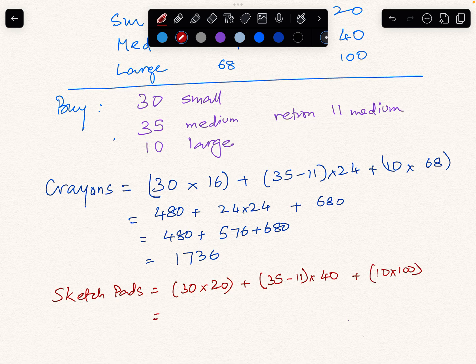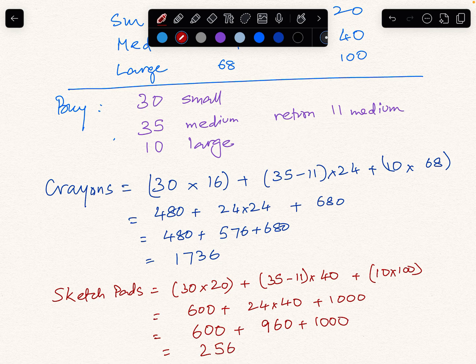As I evaluate these, 30 times 20 is 600 plus 35 minus 11, as we know, is 24 times 40 plus 10 times 100 is 1,000. I just did what I tell you not to do. Write your 6 clearly. 600 plus 24 times 40 is 960 plus 1,000. So my final answer here is 2,560.